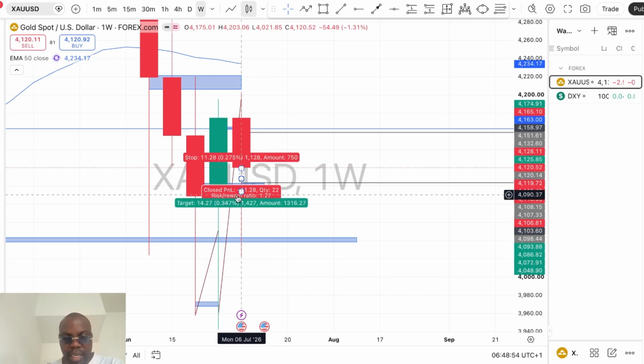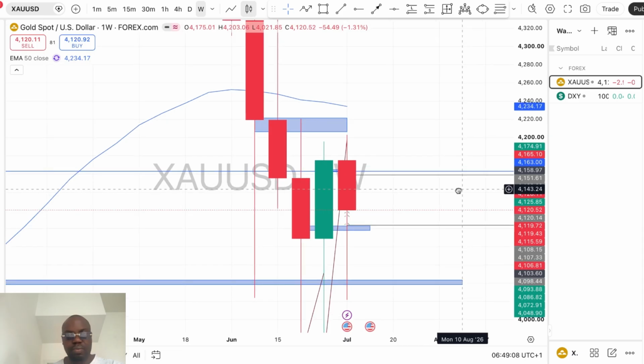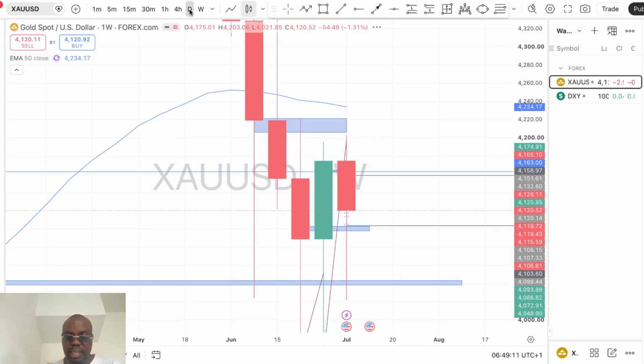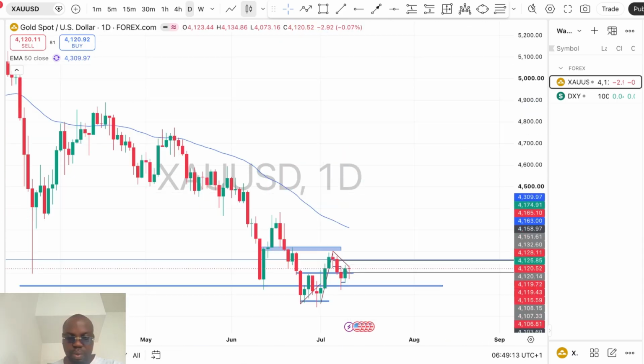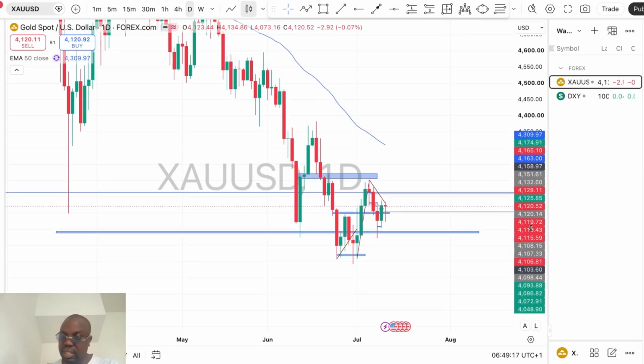Now, last week that just closed on Friday here, look at how the market closed. It came back to this zone, tested it, and went back. Though it didn't close to half of this candlestick, it went back. That's a sign of bullish momentum. Let's go to the daily time frame.